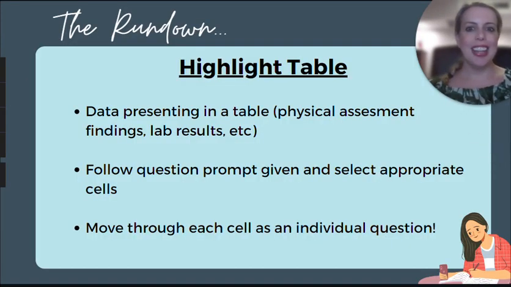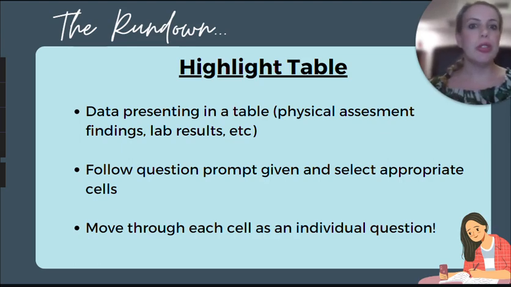So with highlight table questions, you're going to be presented with a chart or a table. It might be physical exam findings, it could be laboratory data. It could ask you something along the lines of which assessment findings require immediate action or intervention from the registered nurse, or they might ask which lab results require follow-up from the registered nurse. These are just some examples of the types of questions you might be asked, so please do be sure to read the question stem for each question.